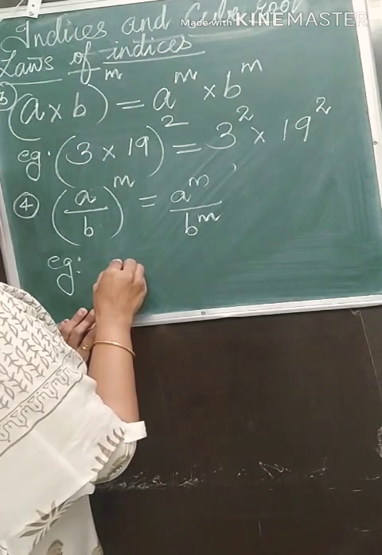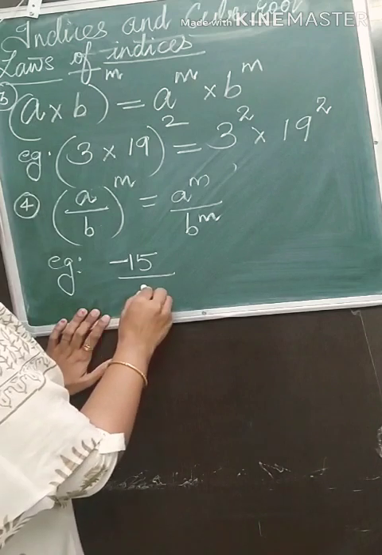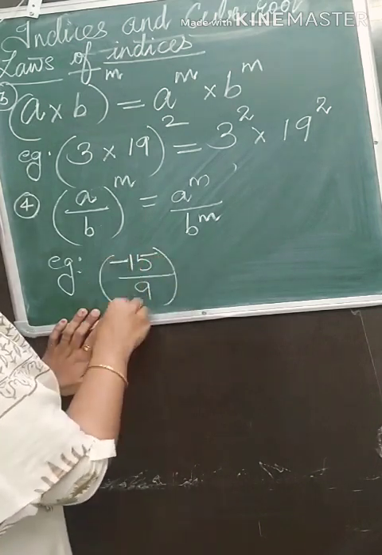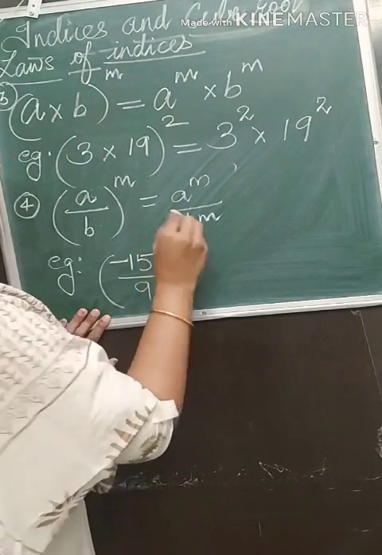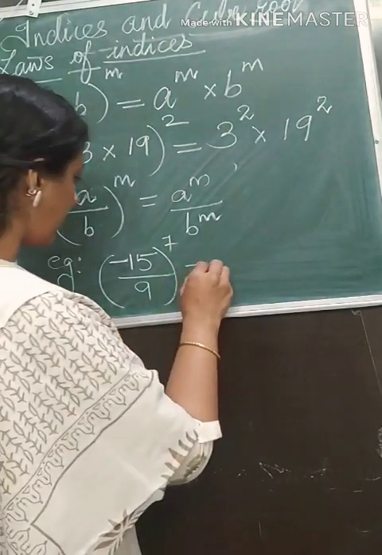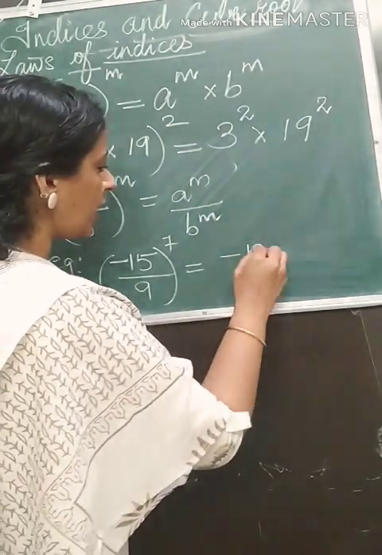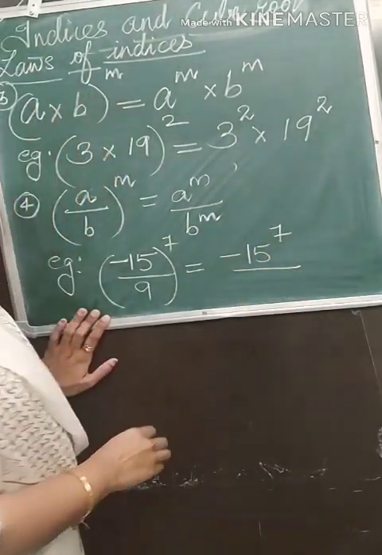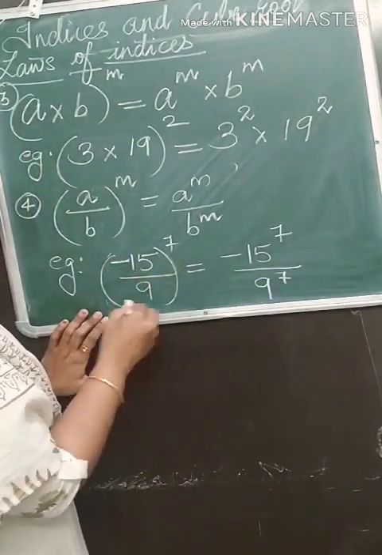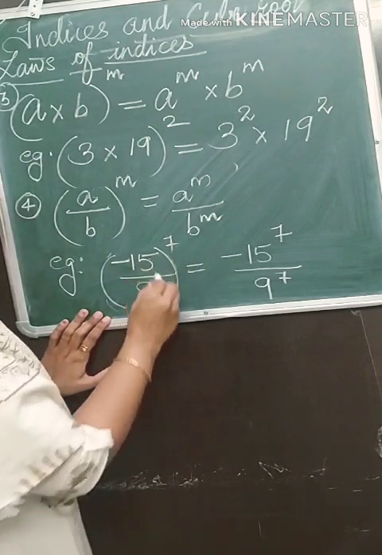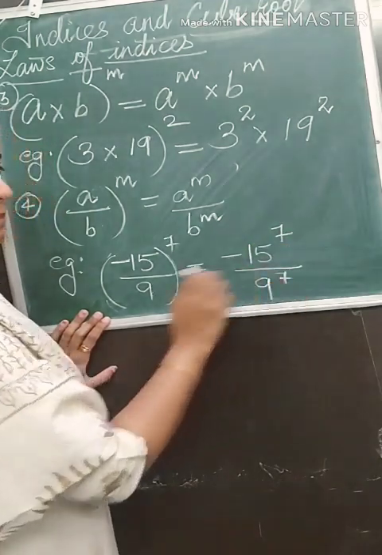Let me consider, suppose, minus 15, negative numbers we didn't take, no? Minus 15 upon 9, the whole raised to 7. So this can be written as, according to the laws of indices, which law? Minus 15 raised to 7 upon 9 raised to 7. So this bracket says that the index is for both numerator and denominator. So I also wrote numerator, index, denominator, same index.